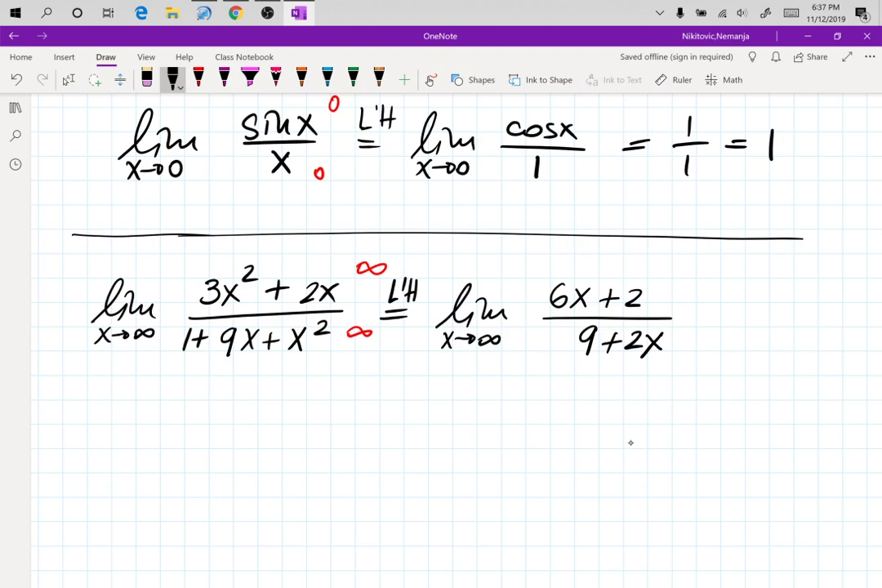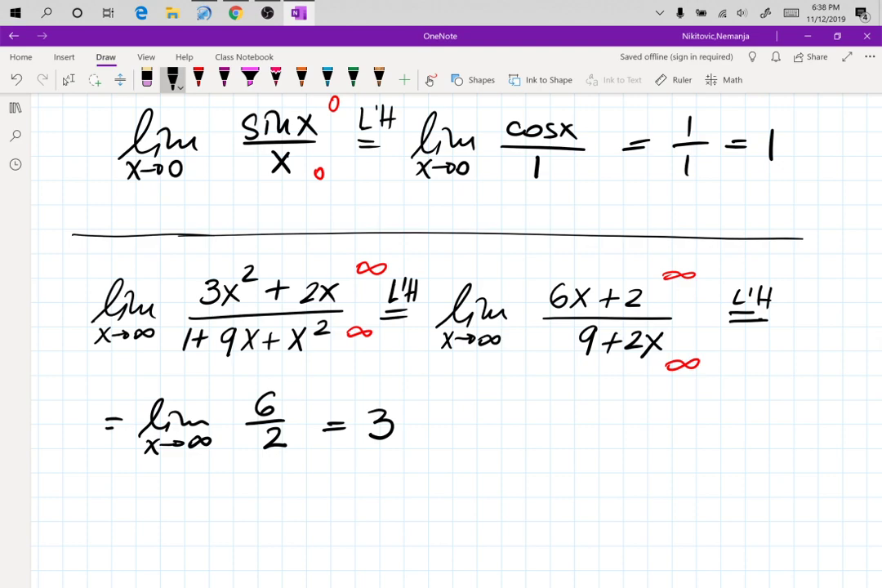Now, you will plug in infinity again, and you will get infinity over infinity again, which means that you can use L'Hopital's rule again, and that's going to give you the limit as x goes to infinity of, and now when you take the derivative, you will get 6 divided by 2. 6 divided by 2 is equal to 3. There is no x there for us to plug in infinity, so the limit is just 3, as we have foreseen.